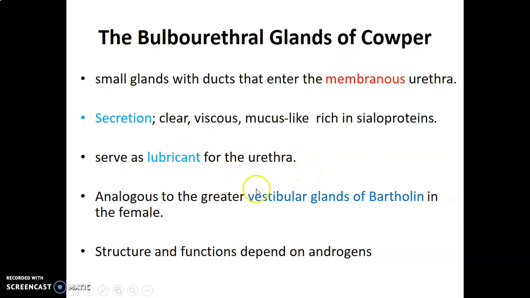They are the analogues of the greater vestibular glands of Bartholin in females. So the Bartholin's glands in females are homologues of the bulbourethral glands of Cowper. The structure and function of these glands again depend on androgen.